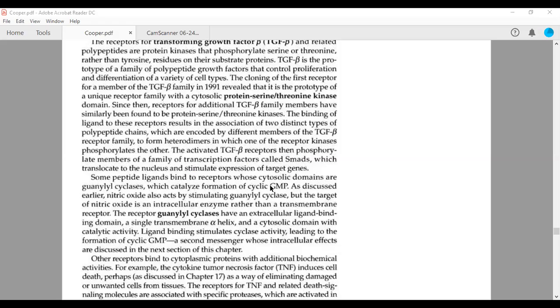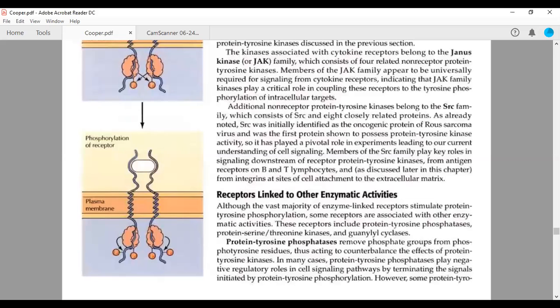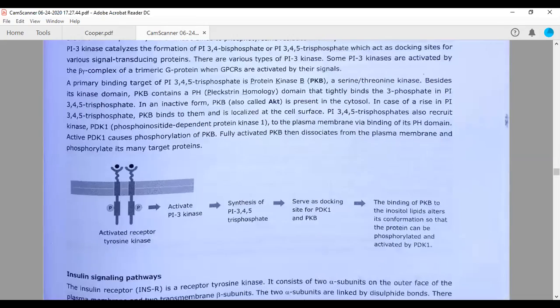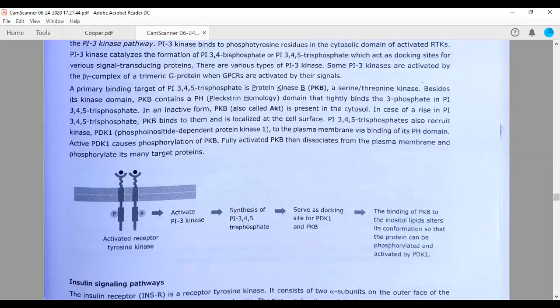But it will decrease the concentration of cyclic GMP. It will activate some of the phosphodiesterase enzyme, and it will cleave the cyclic GMP to GMP. Nitric oxide also acts by stimulating the guanyl cyclase. Okay, but the target of nitric oxide is an intracellular enzyme. This intracellular enzyme is a phosphodiesterase. Okay, so if you forget the nitric oxide signaling, I will lead you to another PDF so that you can understand this better.